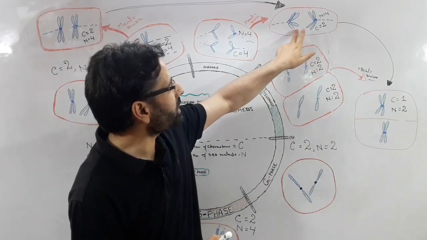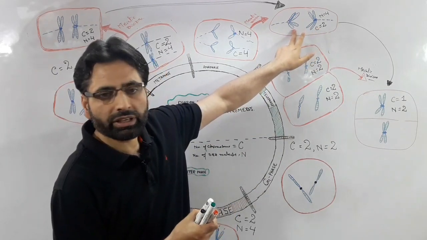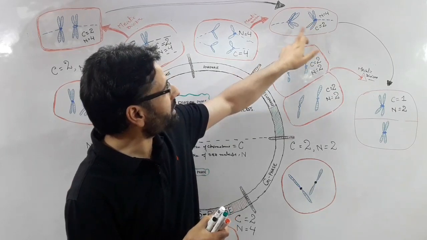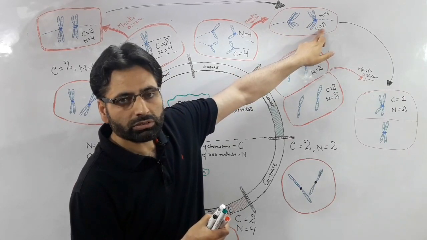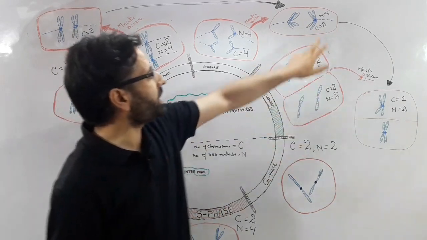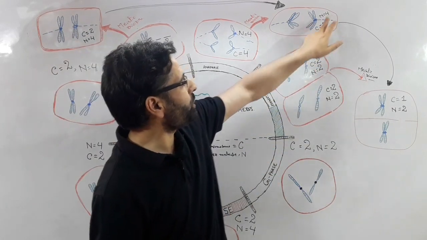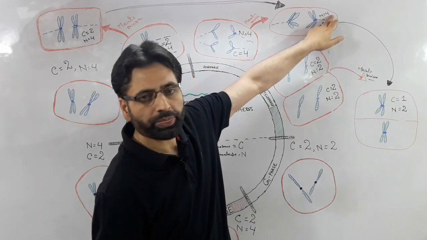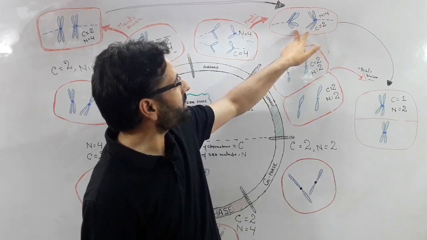It is the homologous pair that has got separated, and the number of centromeres in this cell is 2, and so the number of chromosomes is also 2, and the number of DNA molecules here is 4, because the number of chromatids is 4.